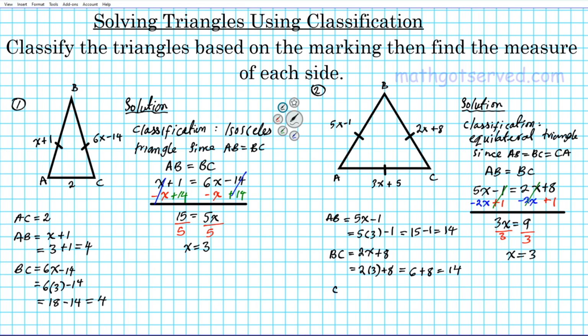And then lastly, we have CA. CA is 3x plus 5. All right, we're going to now plug in 3. 3 times 3 plus 5. 3 times 3 is 9. Plus 5 is 14. Excellent. So we can see that all three sides are 14, which basically reflects what the definition of an equilateral triangle is, which is a triangle where all three sides are congruent.